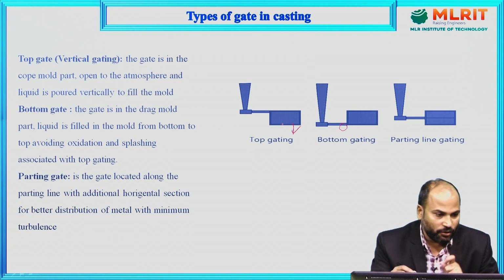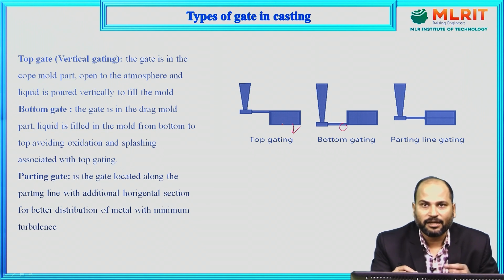So in the top gating system, these two are the main problems. Another problem is that the liquid coming out from the gate is generally open to the atmosphere, and it is at a very high temperature, so the chance of oxidation is also very high.